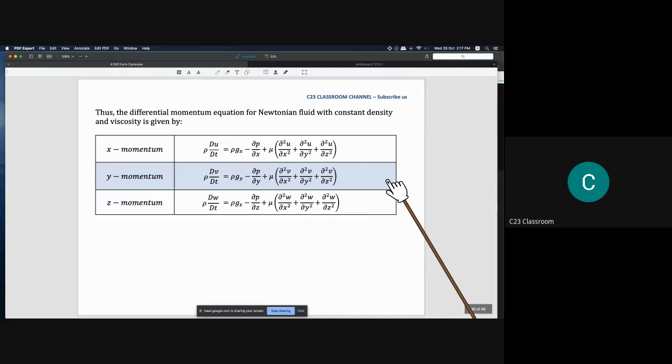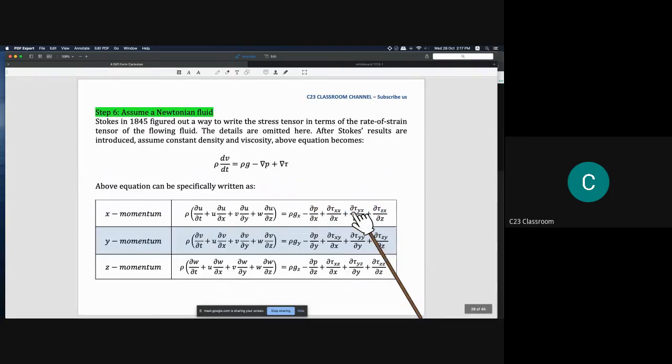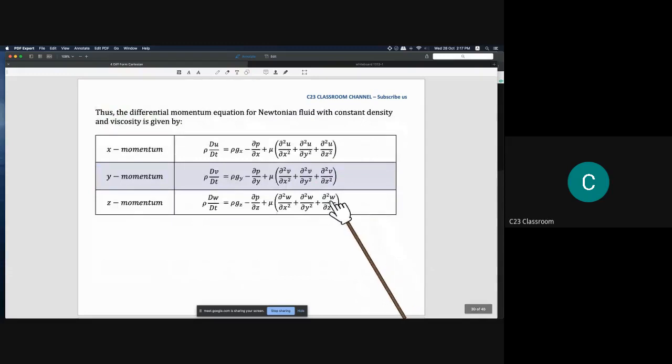And then what Stokes did is put all the equations that we have here into the previous equation, and then it could be simplified like this. So this is the final version, the version where Stokes substituted all the ideas. So for x momentum, it becomes rho du dt equals rho gx minus del p over del x plus mu and all of these terms.